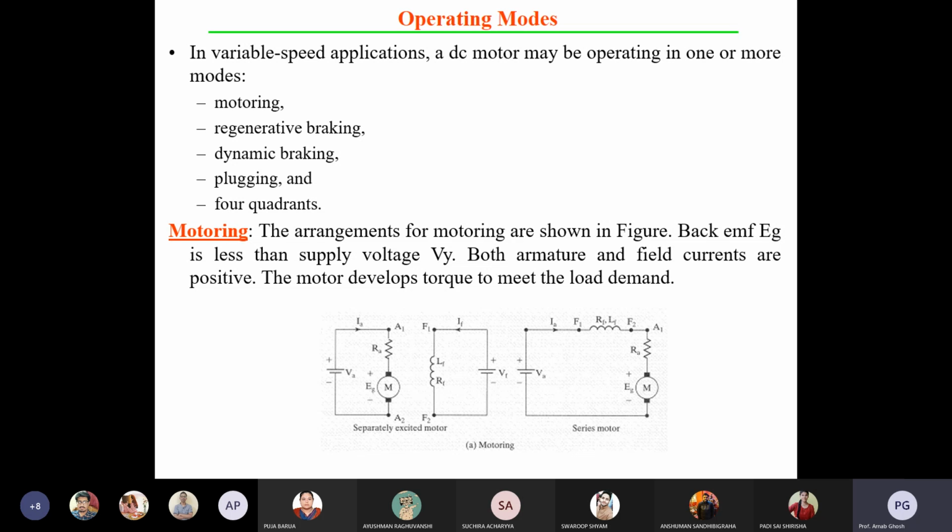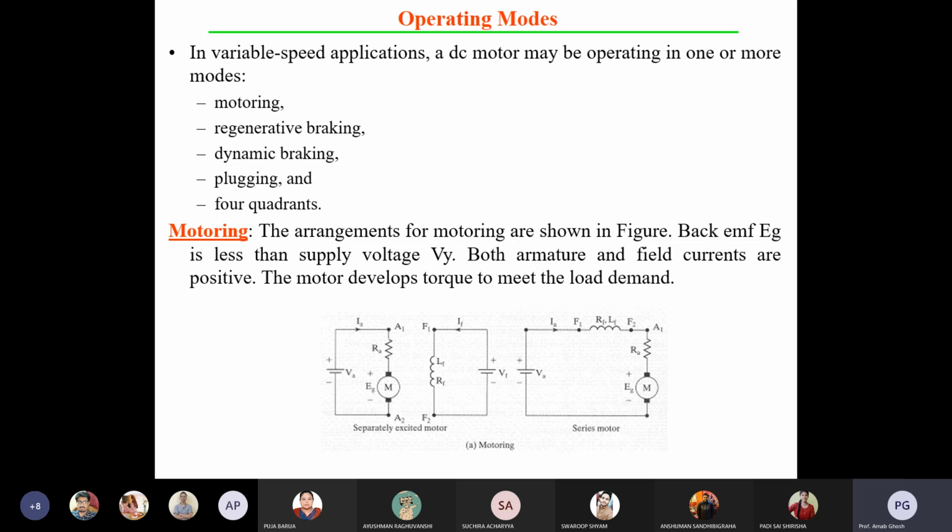What do you mean by different modes of operation? I told you that when we are working with traction drives, the motor should be capable of operating in motoring conditions as well as braking conditions. Normally, motoring conditions we all know about. So now, the braking conditions.